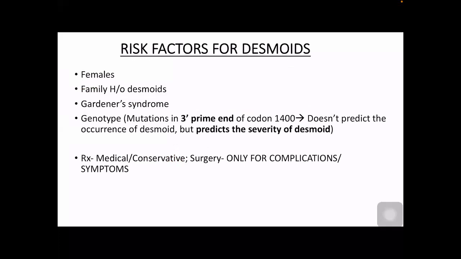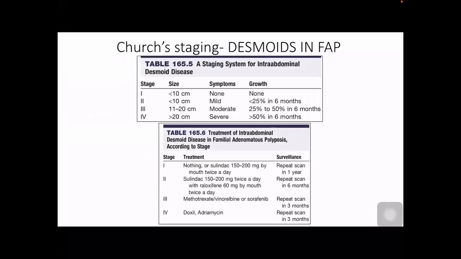So how to manage desmoid as much as possible? You should prefer conservative management only. Surgery should be done only for complications or symptoms. And this is a staging which is given in Shackelford. There are 4 stages based on the size of the desmoid, based on whether it is symptomatic, based on whether there is interval growth, and based on the stage, you can give appropriate treatment, which can be in the form of sulindac to the extent of chemotherapeutic agents like methotrexate, sorafenib, or adriamycin.